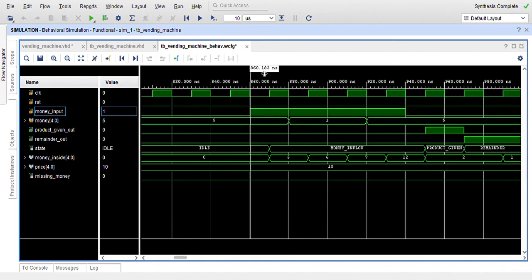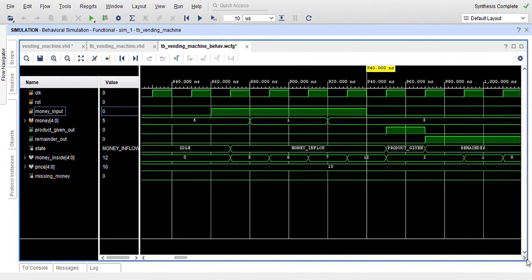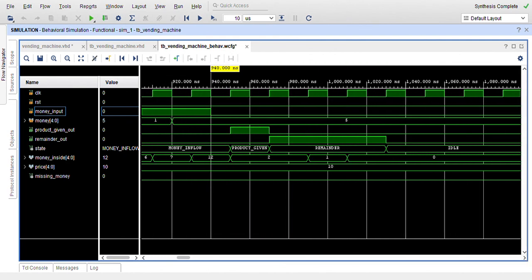Again money input signal is 1, we are at the money inflow state, 5 Turkish liras, 6, 7, 12. We add 5, 1, 1, 5 in order. Then we give the product, money inside is 2 Turkish liras, at the reminder state 2, 1, 0. We give the money one by one.